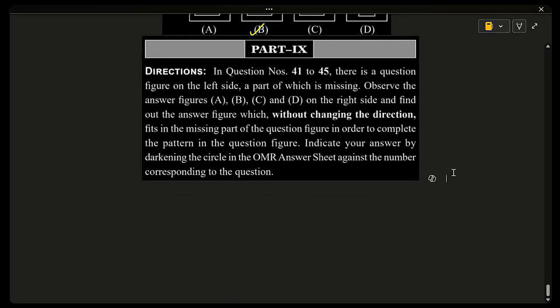Part 9. In question numbers 41 to 45, there is a question figure on the left side, a part of which is missing. Observe the answer figures A, B, C on the right side and find out the answer figure which, without changing the direction, fits the missing part. So here it is strictly mentioned that without changing the direction, we have to fit the missing part of the question figure in order to complete the pattern. So this is figure completion. Let us take the first question.